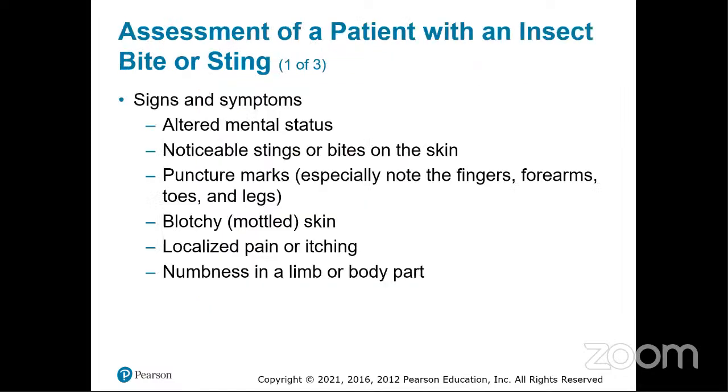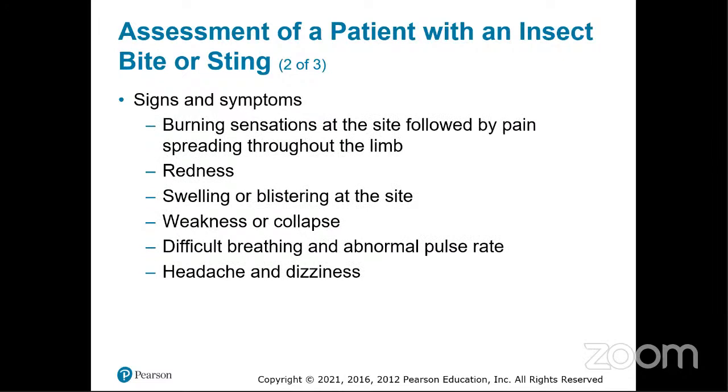So signs and symptoms of an insect or spider bite: we're going to get altered mental status, notable stingers or bites on the skin, especially puncture marks. A lot of here we have the stupid earwigs, where you can see the distinctive two prongs when they bite you. Blotchy or mottled skin, localized pain and itching, and then numbness in the limb or body part. Same thing, a burning sensation throughout the limb, redness, swelling and blistering. In severe cases, you'll get weakness and collapse and difficulty breathing with an abnormal pulse and headache and dizziness.